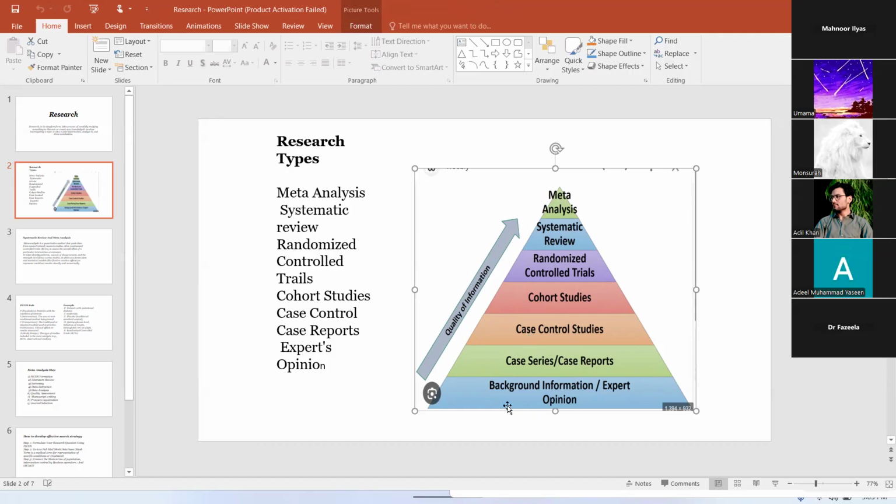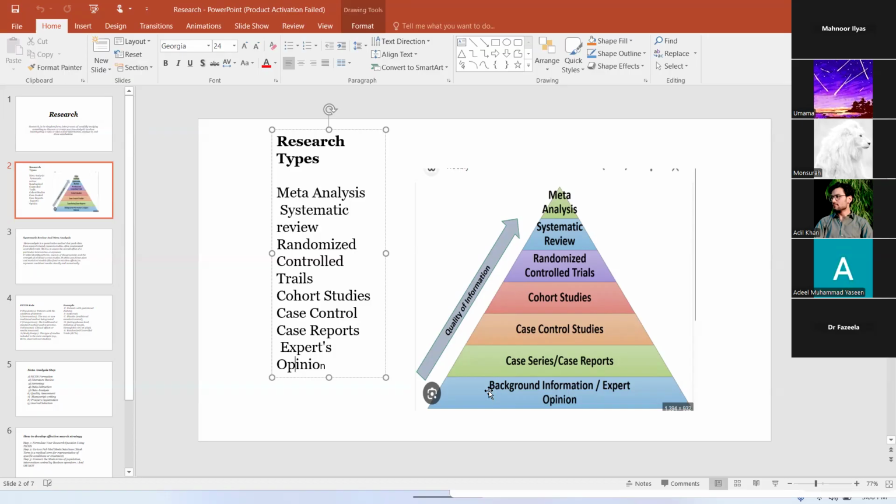So we'll be starting from the base of the triangle, and as we move up, the research becomes more complicated and provides better quality of information, right? The first type of research is basic information or expert's opinion. In other words, we call it a letter to the editor. In an expert's opinion or letter to the editor, we give some sort of information or news to the editor. It may be a 400-word or 200-word paragraph.